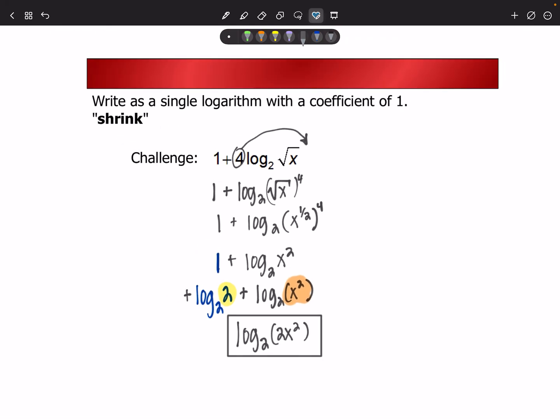So I would recommend studying those basic properties and then the specific properties, and then just persevering through and trying to expand and condense those logarithms using those properties.